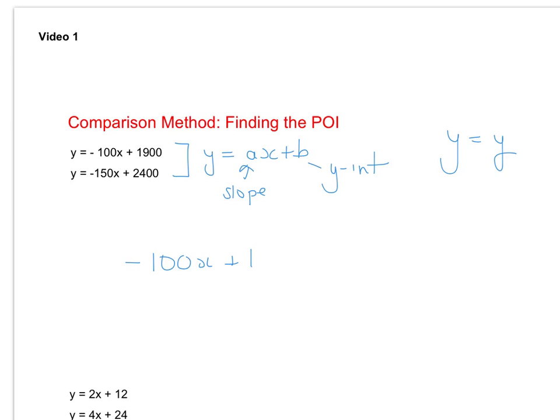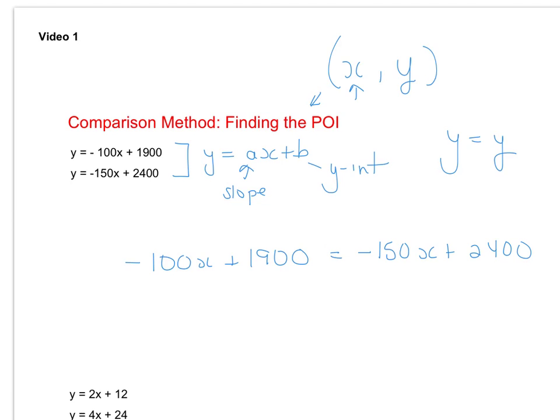So negative 100x plus 1900 is equal to negative 150x plus 2400. As you can see, the y's aren't there right now, so we are solving for the x variable. When you're finding a point of intersection, you need to find the x-coordinate and the y-coordinate. So right now we're looking for the x-coordinate.